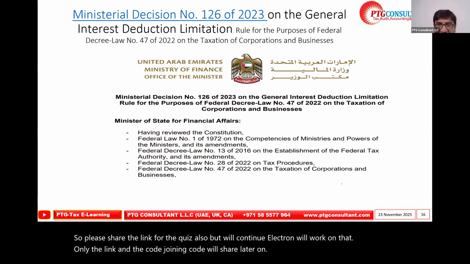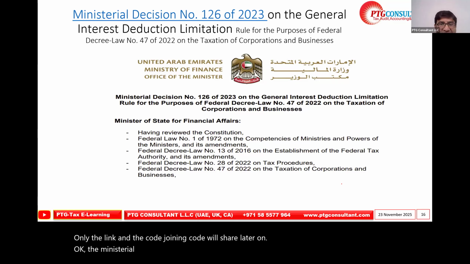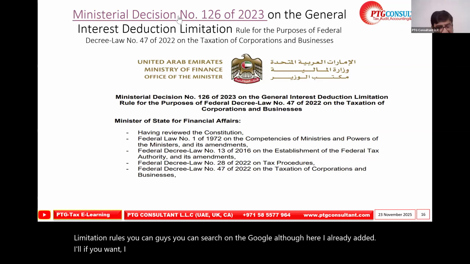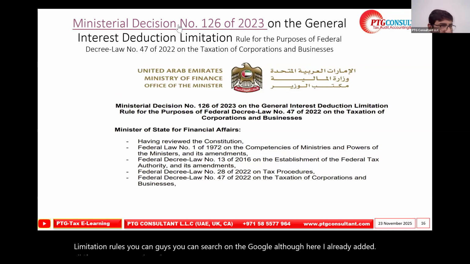Okay, the ministerial decision 126 is dealing with the interest limitation rule. Guys, you can search on Google. Although here I already added it, if you want, I can share it, because while preparing the data we are adding the relevant link also. But let me see if I can share it on WhatsApp.